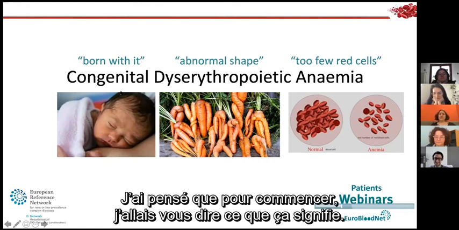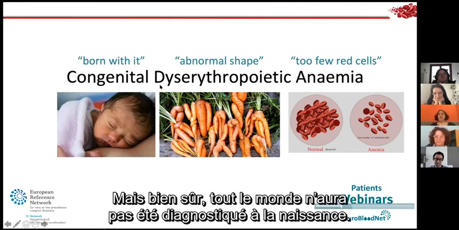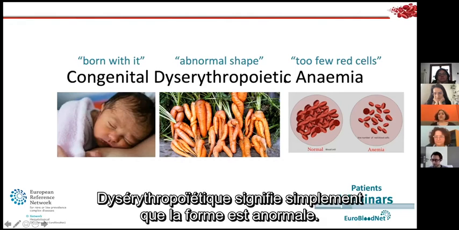So I thought just to start with to say, well, what does it even mean? So congenital means you're born with it. But of course, not everybody will have been diagnosed as a baby. Some people will be diagnosed with CDA in adulthood or as a teenager. Dyserythropoietic just means that the shape is abnormal.